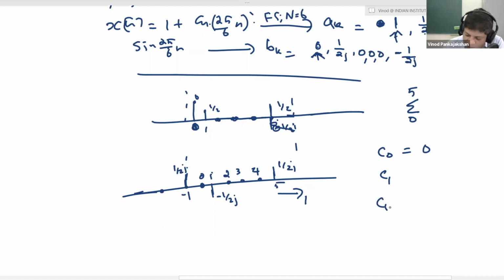So how many shifts you have to consider? CK is periodic with period 6, isn't it? So how many shifts you have to consider? Only 5 shifts. Then you can verify that you will get the previous result. You can do it later. So the point is that when you do the periodic convolution, you have to remember that you have to sum it only over one period.